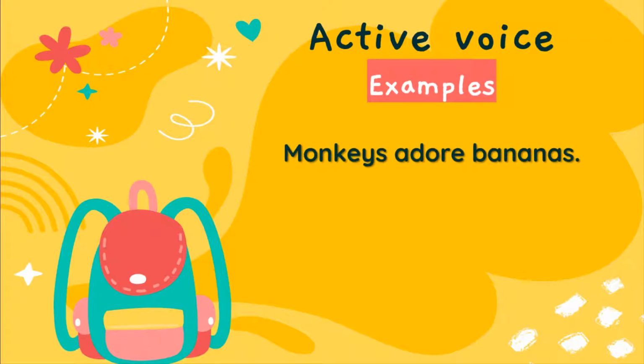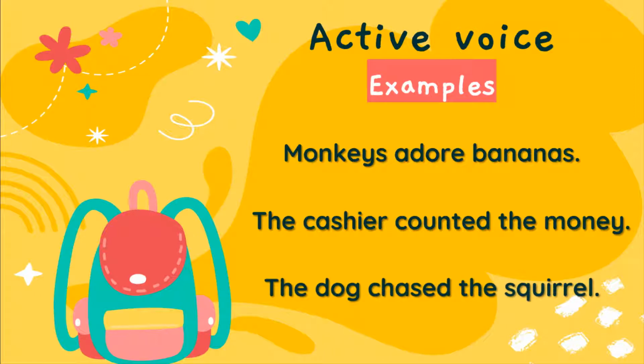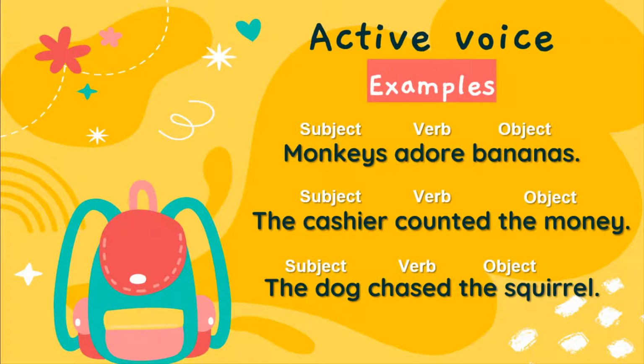Monkeys adore bananas. The cashier counted the money. The dog chased the squirrel. All 3 sentences have a basic active voice construction: subject, verb, and object.